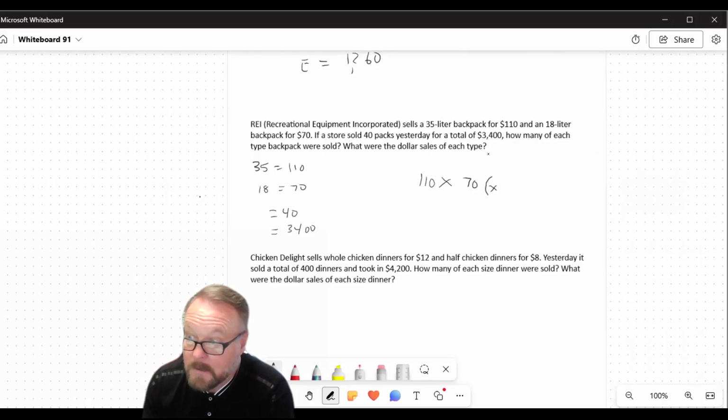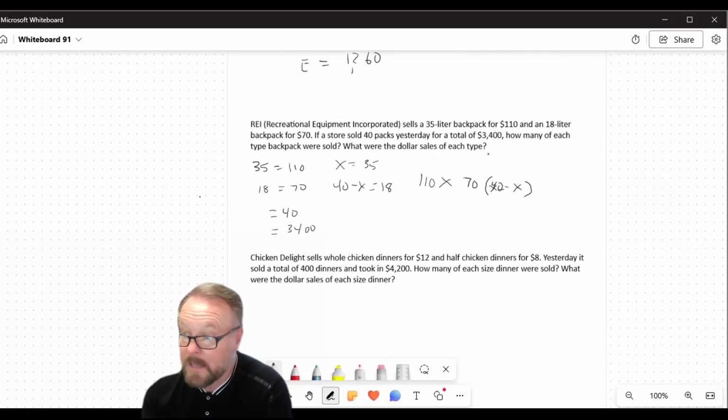And then we're going to say, okay, times 70 of anything that's not x. So, sorry, 40 minus x. Because if x represents the 35-liter and 40 represents the total, then 40 minus x leads me to the 18-liter, right? So let me go back and say that x equals the 35-liter, and then 40 minus x, because if those are the 35-liter, whatever is left of the 40 would be the 18-liter. So we'll call that the 18-liter.